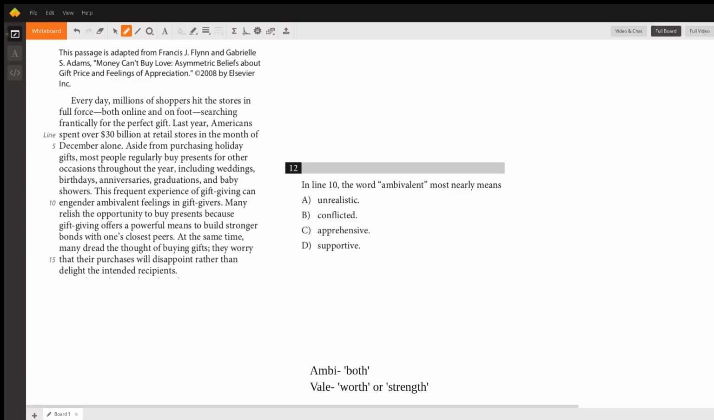So I want to talk about two different tips that I use, and I often use them in conjunction, so we'll use them together. The first tip is to look at the function of the word in the sentence or in the paragraph. So usually this comes in when you've got a passage and at some point you get a question like this one here, question 12. In line 10, the word ambivalent most nearly means what? And you've got four choices: unrealistic, conflicted, apprehensive, or supportive.